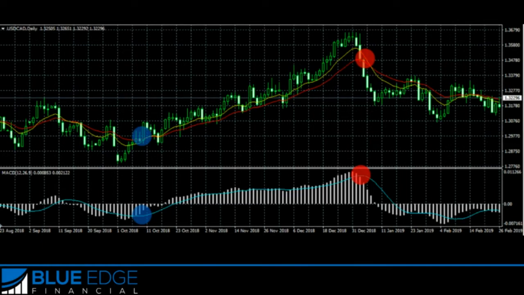We have here a daily USD CAD chart. You can see here at the blue circles, the two EMAs cross at the same time the histogram crosses over the slow-moving average on the MACD indicator. These are both signals to buy, and we would have won a lot of pips if we had taken this signal. Same with the sell signal at the top, circled in red.